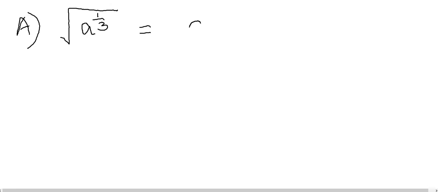Let's start with the first option, the square root of a to the power 1/3. Alright, so you write a to the power 1/3 and then the square root sign becomes to the power half.